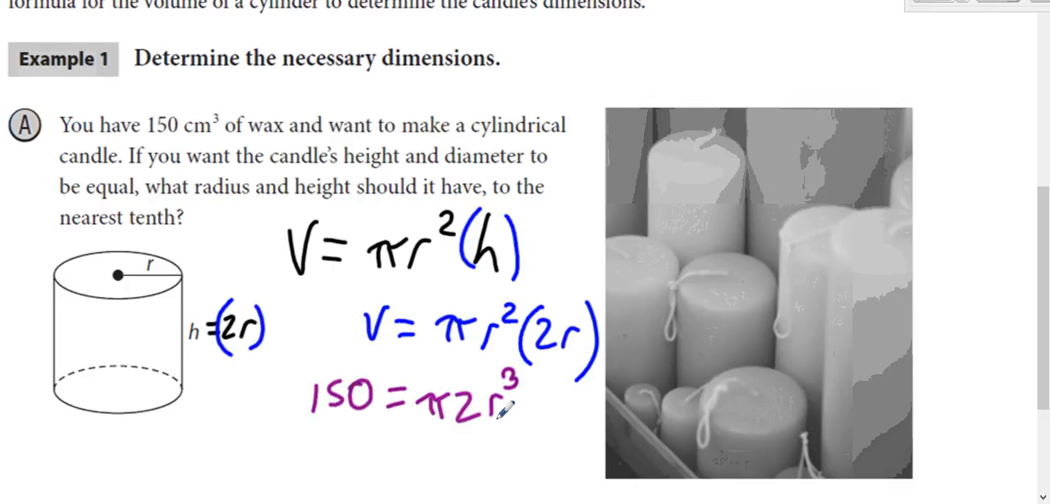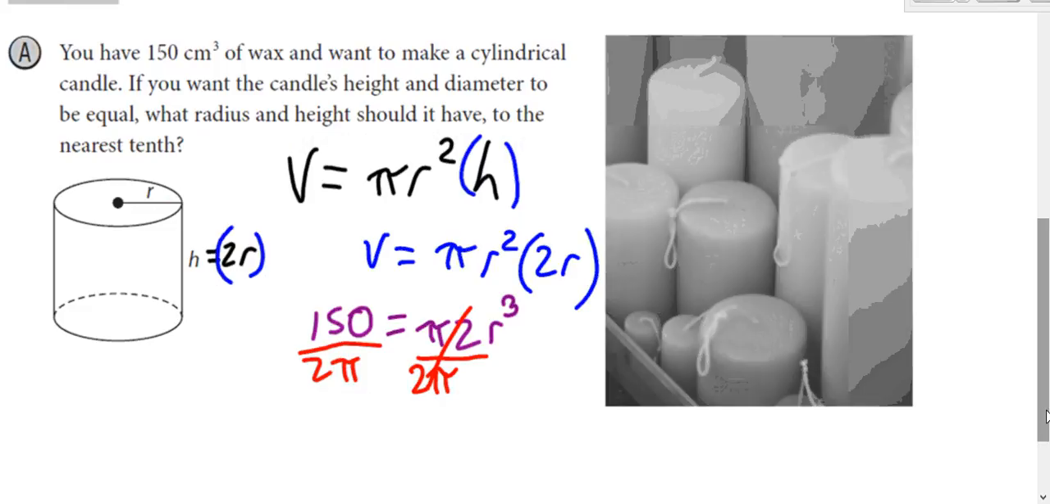Trying to solve for r, so we're going to get the r cubed by itself. We're going to divide by pi and 2. So on our calculator, we'll do 150 divided by 2 and 3.14. Or you can do 2 times 3.14, which is 6.28. And that's what you divide by. So 150 divided by 6.28 is 23.885 equals r to the third.